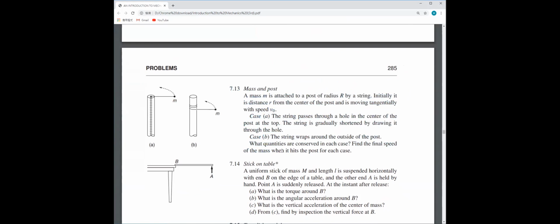7.13. This is just a conceptual question. So what is conserved in both part A and part B?